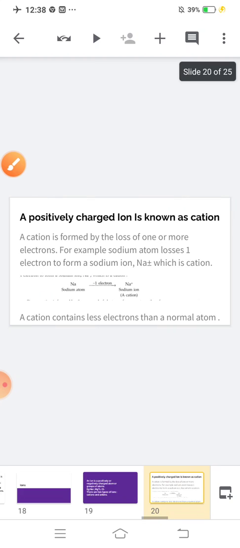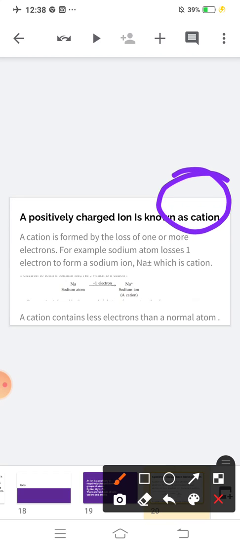Now what do you mean by cation and anion? A positively charged ion is known as a cation. A cation is formed by a loss of one or more electrons. Clear? If you lose electrons, you will get a plus charge.